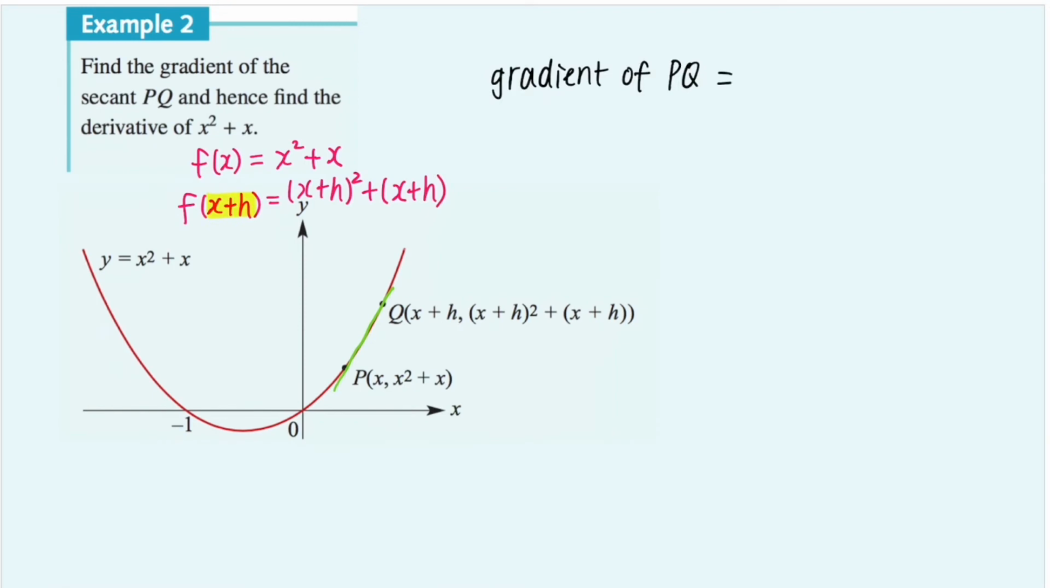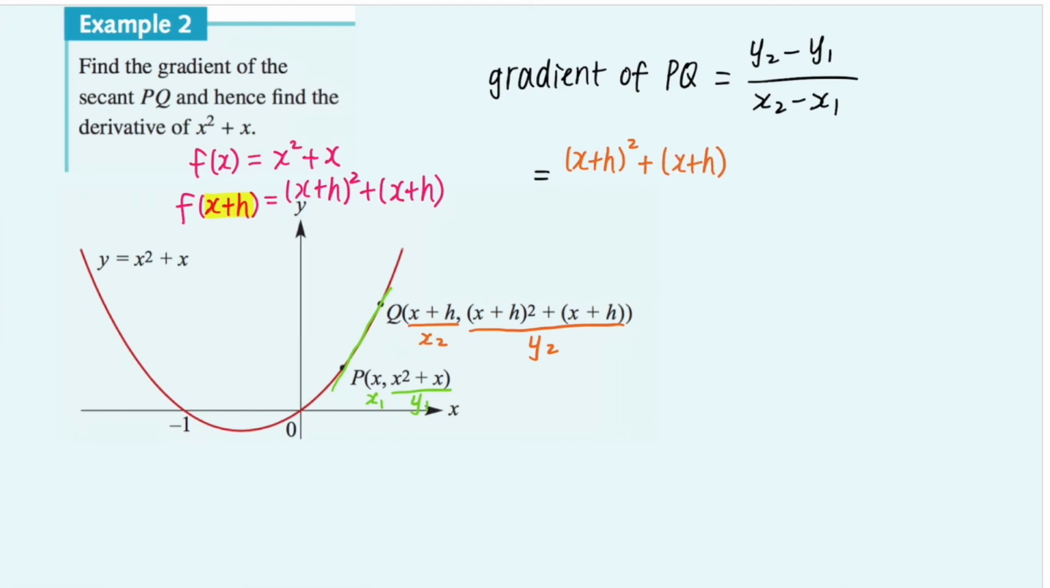I'll label this with different colors. This whole expression is y2, and this is x2. This is y1, and x is x1. So the gradient is equal to y2 minus y1 over x2 minus x1. Let's sub in the numbers. y2 is this part here, x plus h squared plus x plus h, and y1 is going to be x squared plus x. Make sure this expression of y1 is in a bracket because we're taking this expression as a whole. So we need to treat it as a whole by putting a bracket around it.